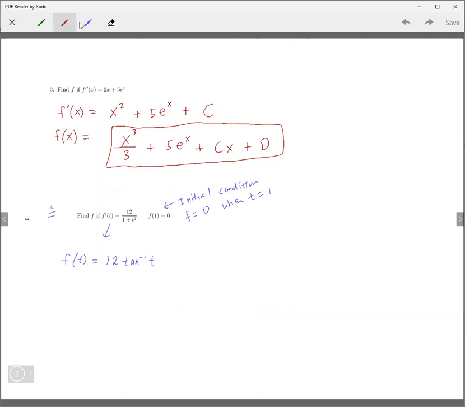And then of course we have to put on the constant at the end. Okay, now this initial condition will allow us to find that constant. So we're going to put a 0 in for f, and we'll put a 1 in for t. Okay, so that's going to be 12 inverse tangent of 1 plus c.